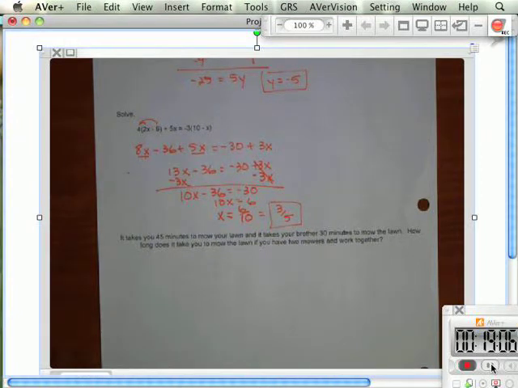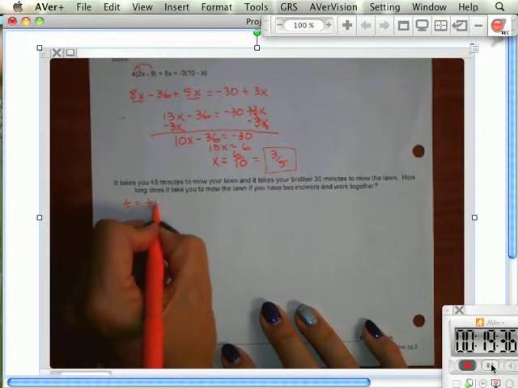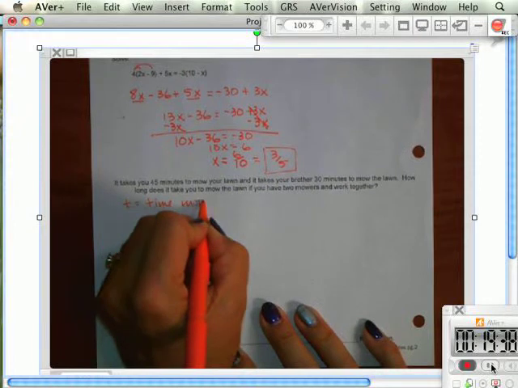Let me explain it, okay? It takes you 45 minutes to mow your lawn, and it takes your brother 30 minutes to mow the lawn. How long does it take you to mow the lawn if you have two mowers and worked together? You might have an answer already, but I'm going to show you how I set this up, okay? So, T is the time mowed, total.